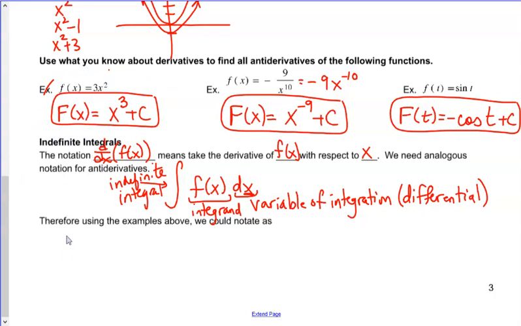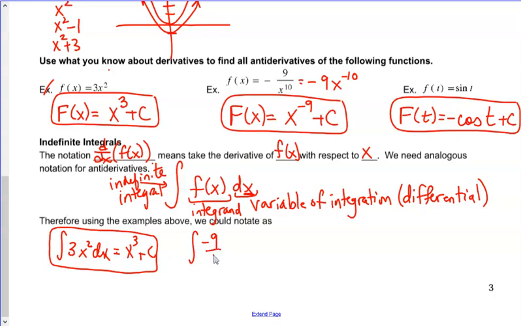So this notation in integral form would look something like this. This is what I'm integrating. So I'm going to integrate 3x squared with respect to x. That's the variable that I'm integrating. That is equal to what our original function would look like, x cubed plus c. So that's one way to write it. If I want to write the integral of the next one, we would do the integral of negative 9 over x to the 10th dx, and that was equal to x to the minus 9 plus c.